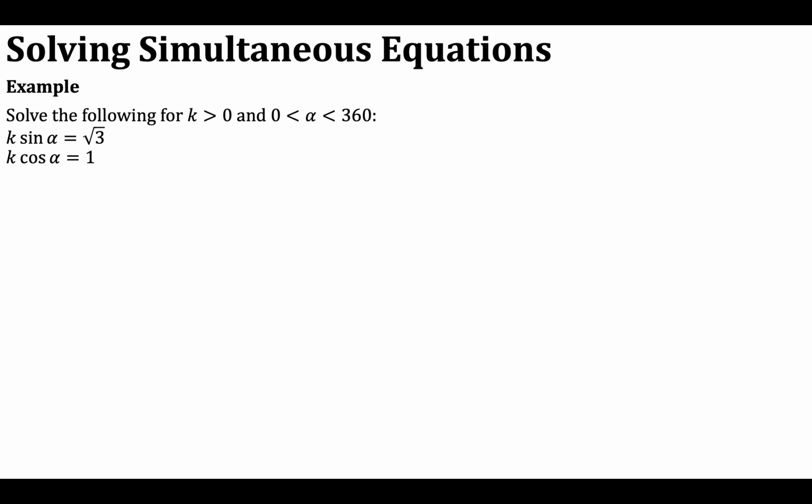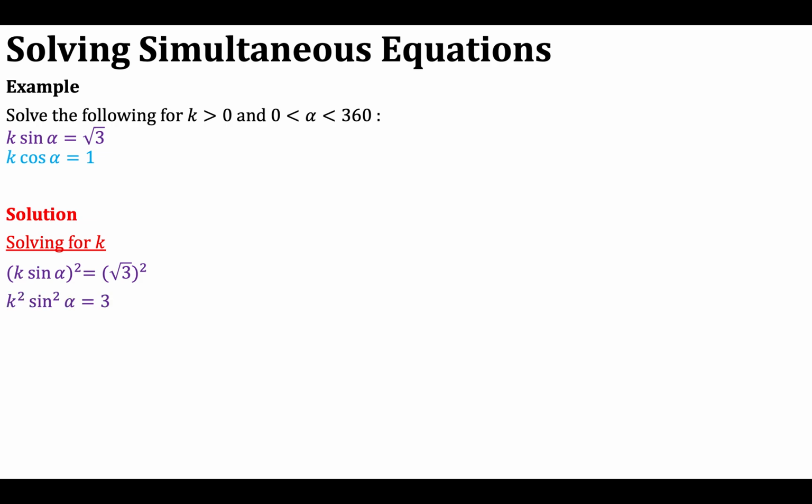So we want to solve the following for k greater than 0 and alpha lying between 0 and 360. So the equations are k sin alpha equals root 3 and k cos alpha equals 1. So our solution then, let's solve for k first. So remember, to solve for k we need to square both of our equations.